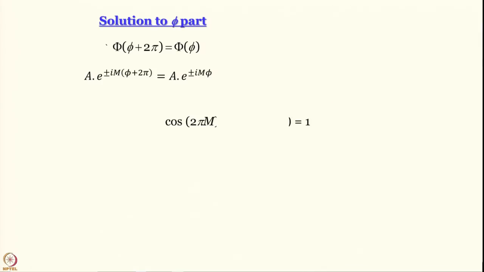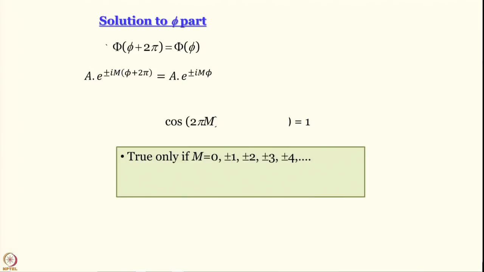So, it turns out that cos 2 pi m is equal to 1. This is going to be true not only for m equal to 0, but also m equal to plus minus 1, plus minus 2, plus minus 3, plus minus 4 and so on and so forth. So, we have obtained this quantum number capital M, which can go from 0 to infinity with integral steps of increase.